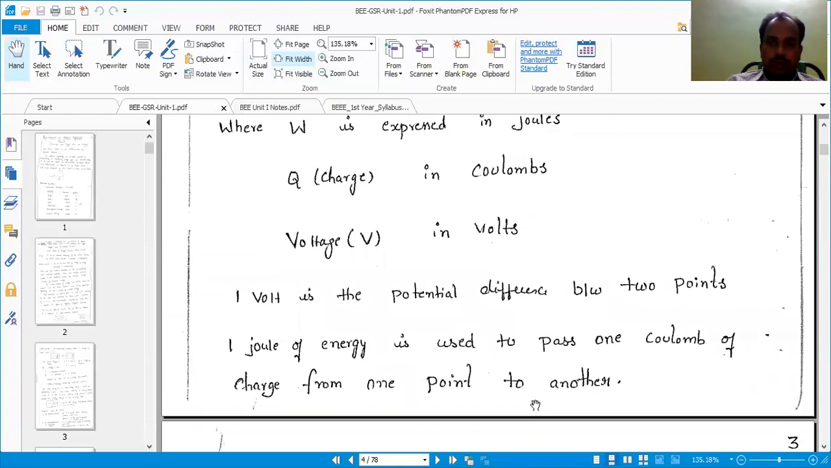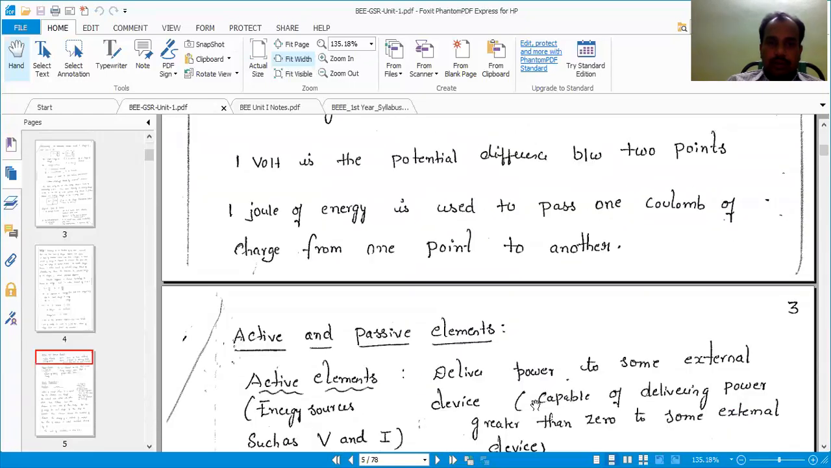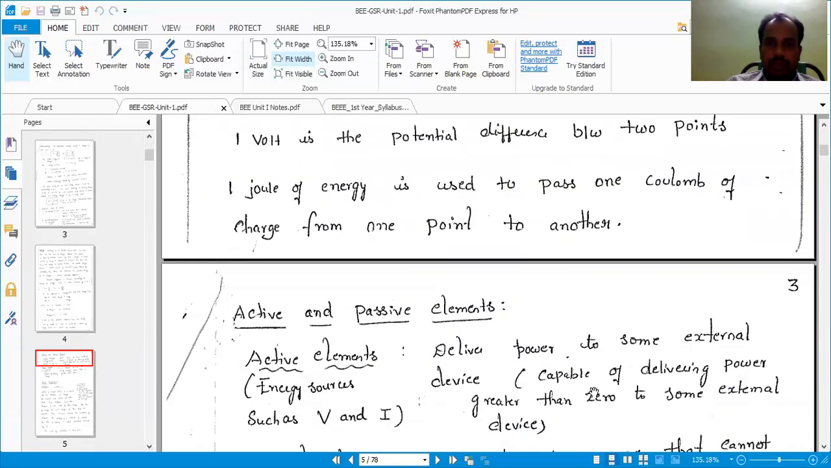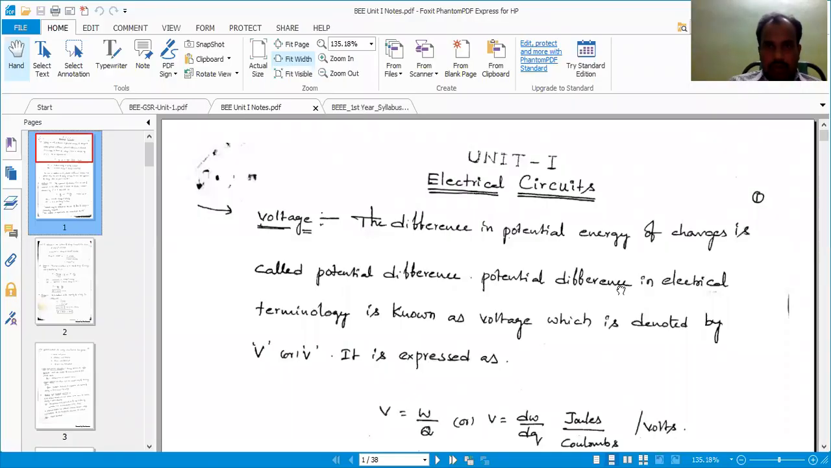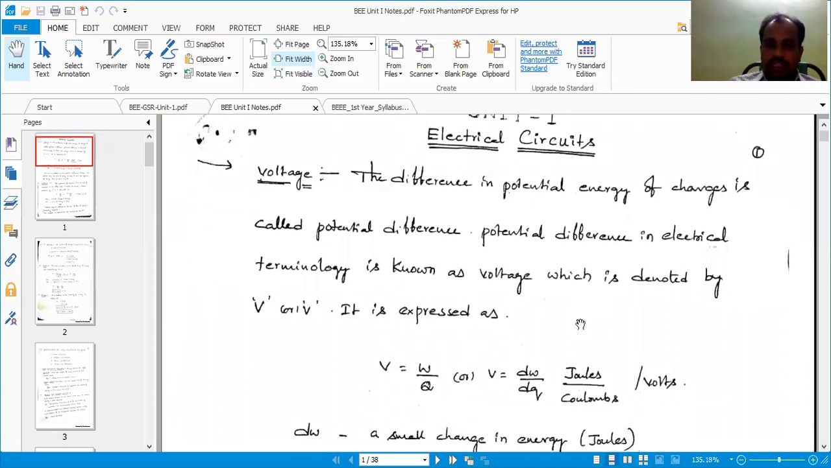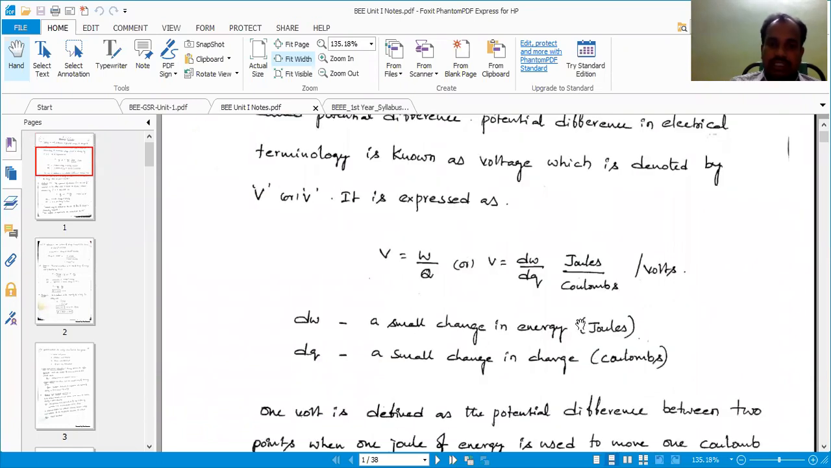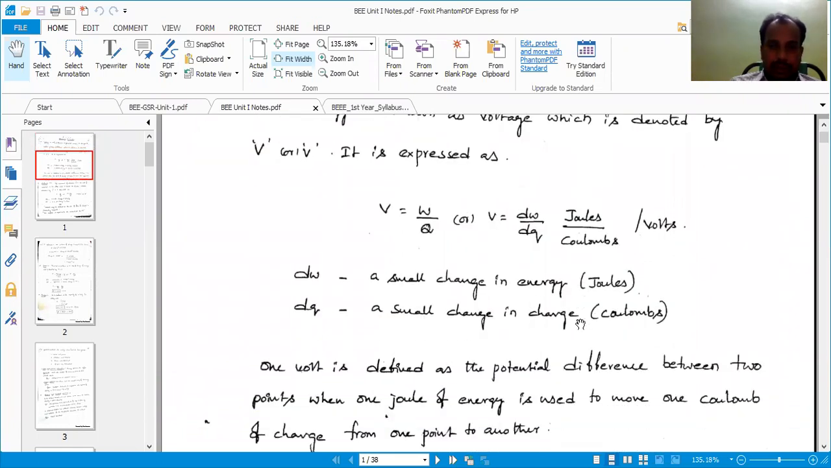One volt is the potential difference between two points. Simply, the difference in potential energy of charges is called potential difference. The potential difference in electrical terminology is known as voltage. It is denoted by V. One more definition is small change in energy by small change in charge, dW by dq.